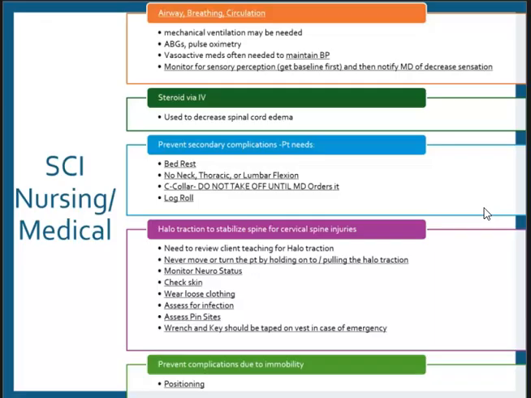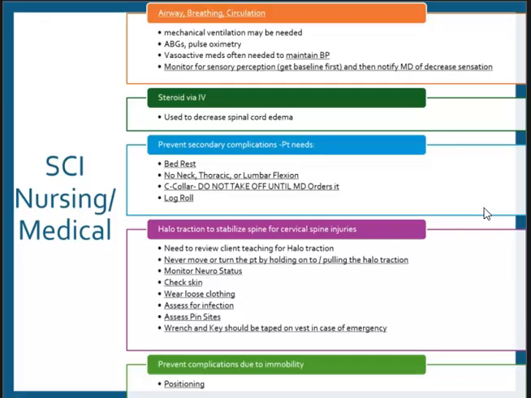Halo traction, not to be confused with your halo that occurs with increased intracranial pressure. This is actually a traction device to keep the spine in a straight line from not moving. So we need to teach the patient, never move or turn the patient by holding on or pulling on this halo traction. I'll show you a picture in a minute. Monitor your neuro status, check the skin, wear loose clothing, assess for infection. They're going to have pin sites.